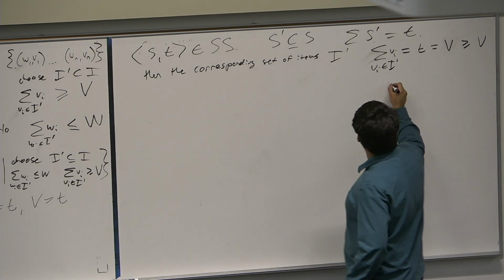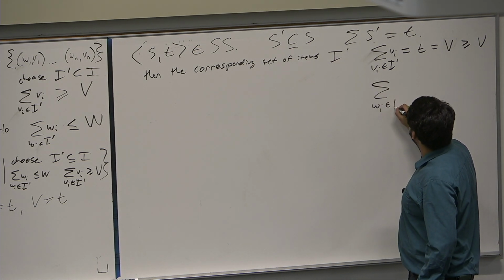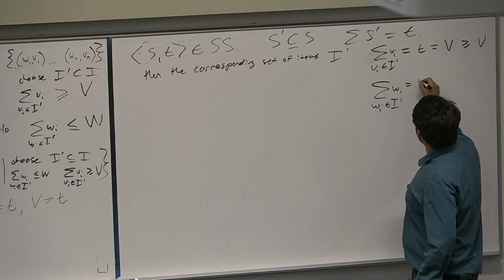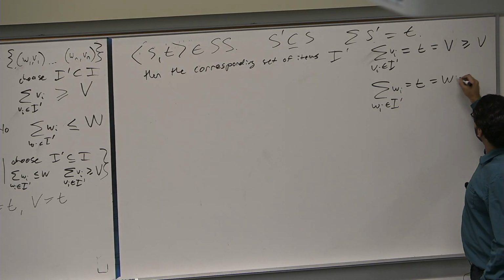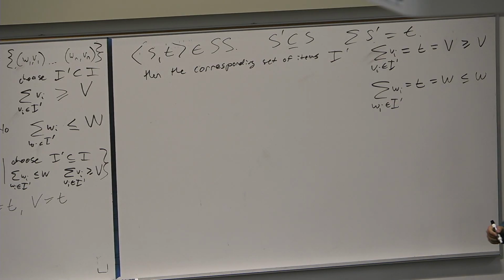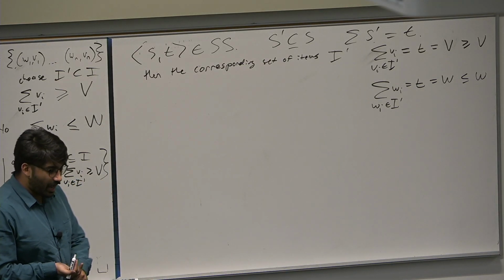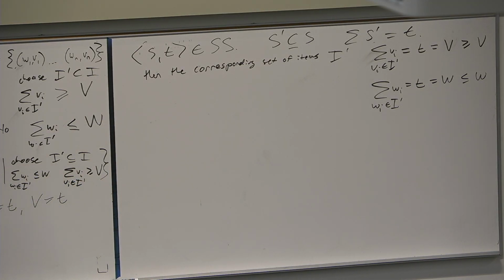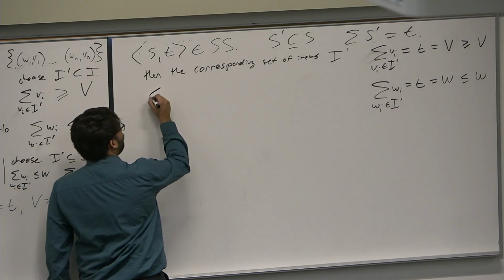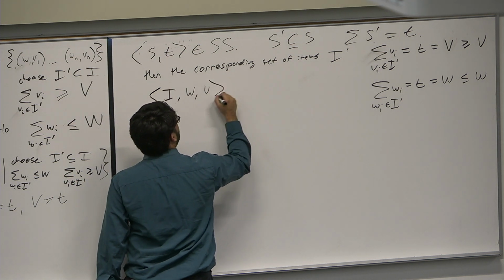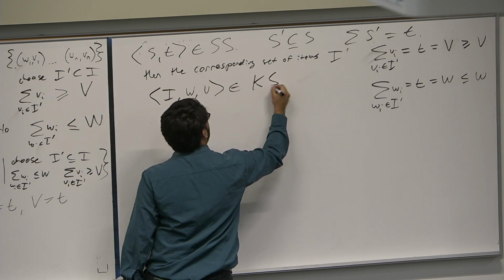And it is also true that the sum of the weights chosen in this set of items sums exactly to t, which is equal to W, which is less than or equal to W. So trivially, because it's equal, it's also less than or equal to, and also greater than or equal to. So we see that this knapsack instance has a selection of items whose weights sum below the capacity and whose value exceeds that threshold. That is sufficient for us to say that I, W, V is an element of knapsack. Fine.